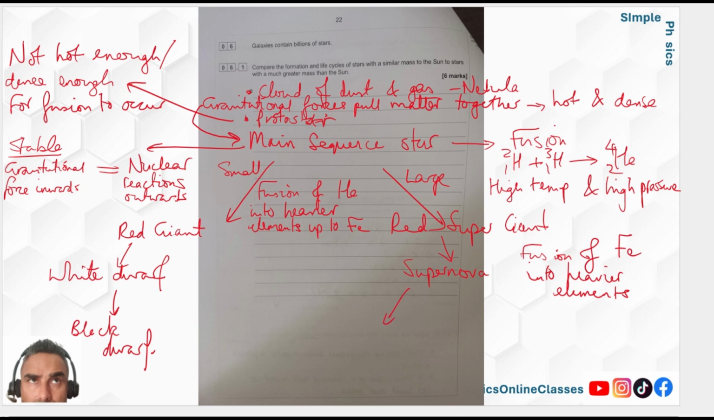And then eventually, if it's dense enough, it would become a neutron star. And if the mass was over a certain amount, which you don't need to know, it would become a black hole if it's really dense.